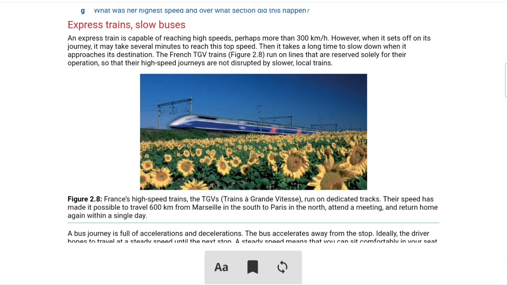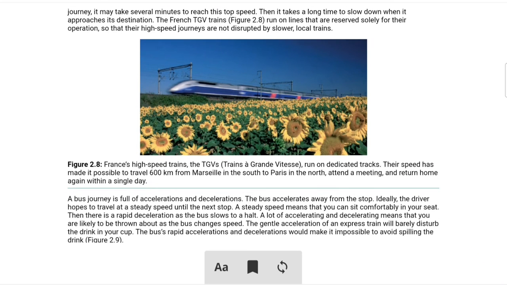Though French TGV trains run on a line that is reserved solely for their operations, so their high-speed journeys are not disrupted by the slower local trains. അതിൻ്റെതായ comfortable stations ഉണ്ട്, so which will not be disrupted by the slower local train.